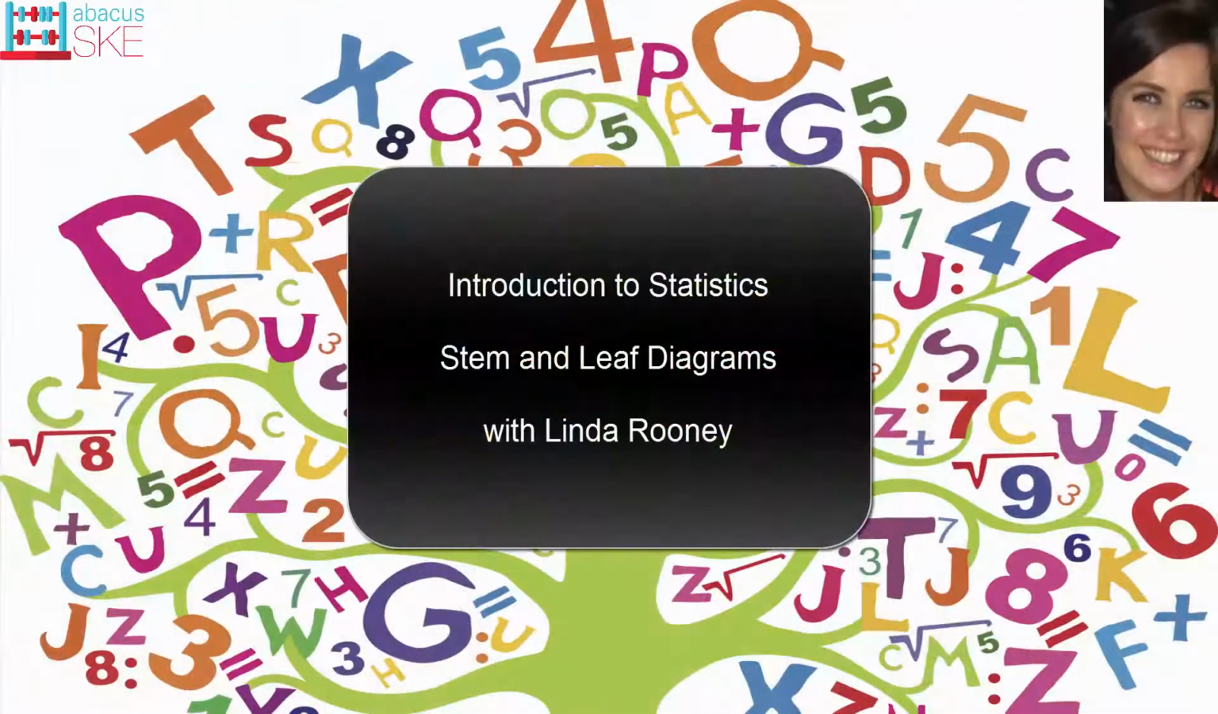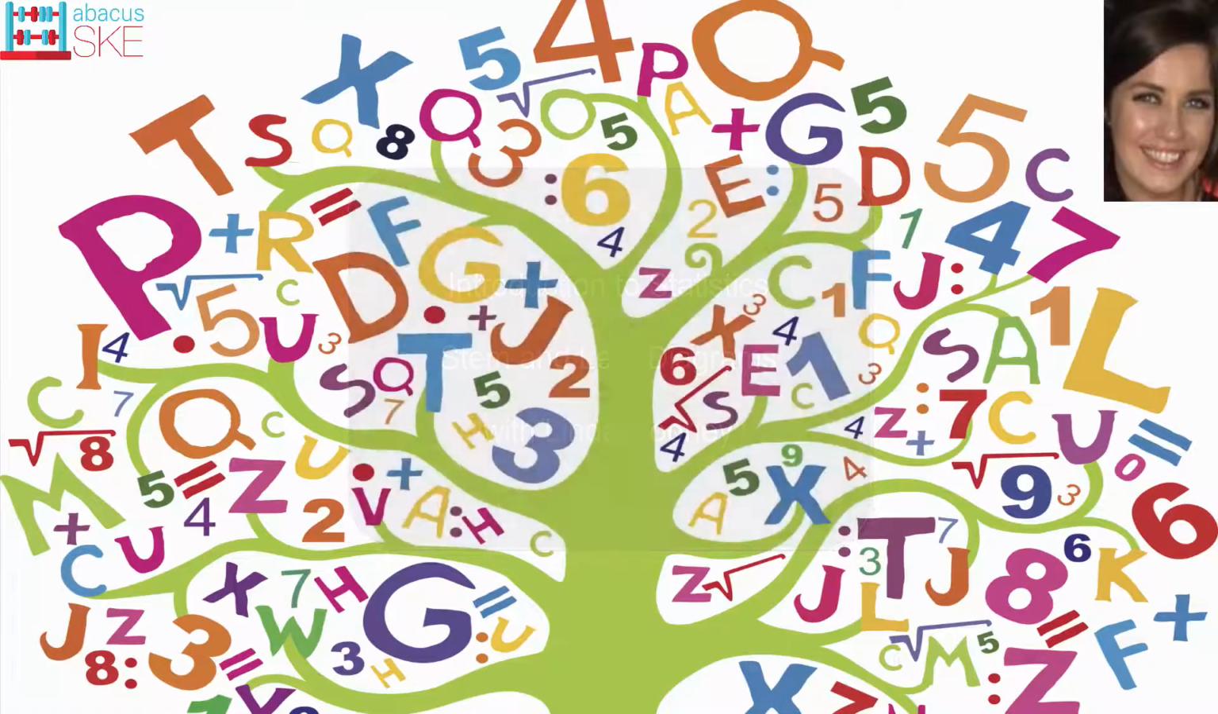Welcome to my presentation on stem and leaf diagrams. I have chosen this topic as it is a common GCSE question. Students generally find this easy to understand and can achieve up to 6 marks. For borderline students, it can be vital to achieving a grade C.